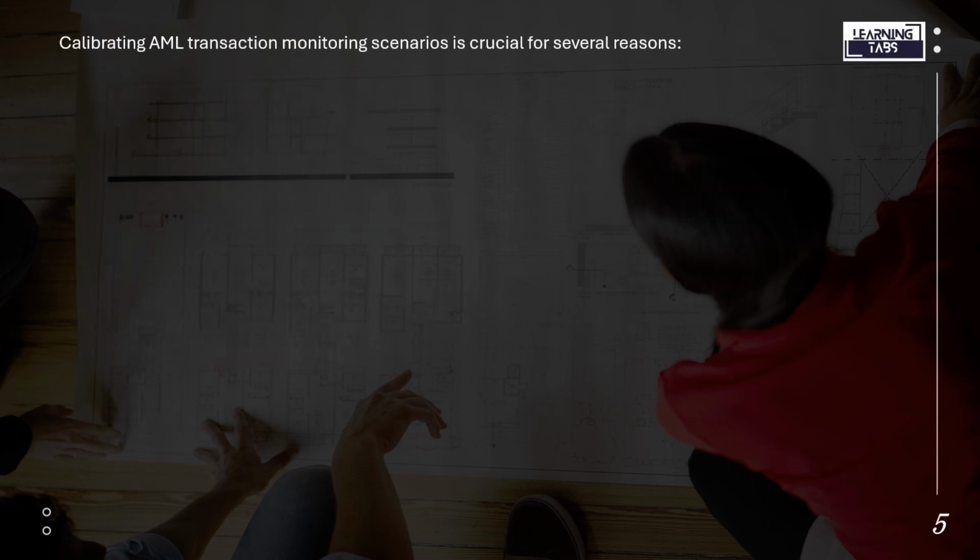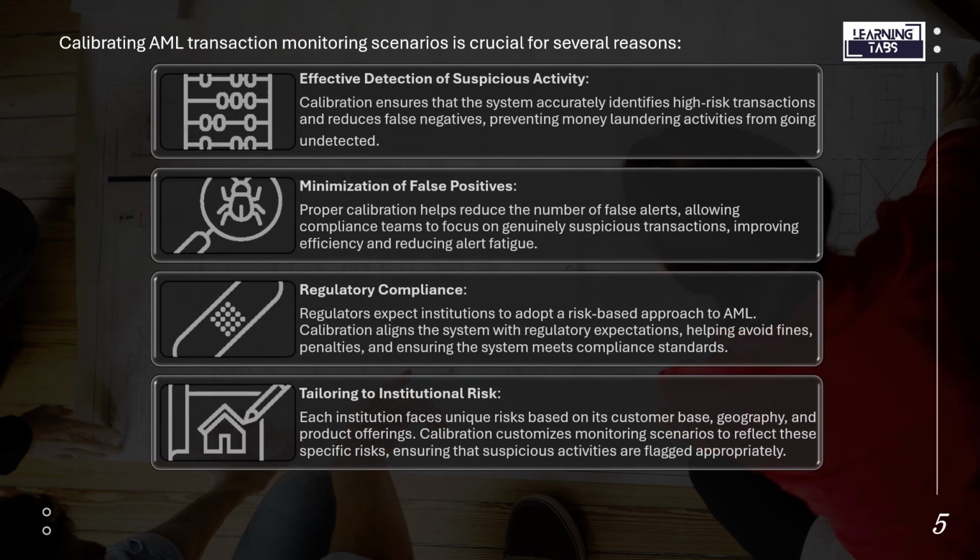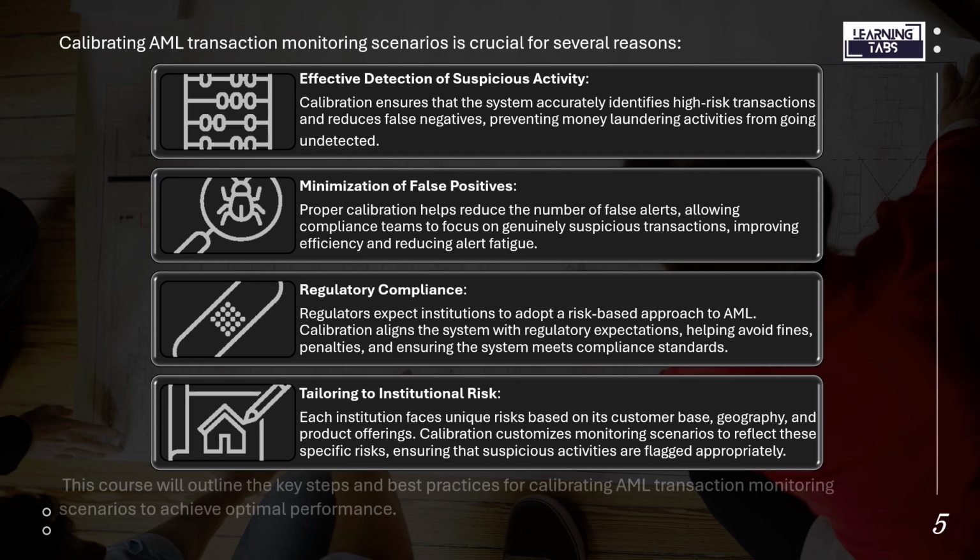Calibrating AML transaction monitoring scenarios is crucial for several reasons. Effective detection of suspicious activity: calibration ensures that the system accurately identifies high-risk transactions and reduces false negatives, preventing money laundering activities from going undetected. Minimization of false positives: proper calibration helps reduce the number of false alerts, allowing compliance teams to focus on genuinely suspicious transactions, improving efficiency and reducing alert fatigue.